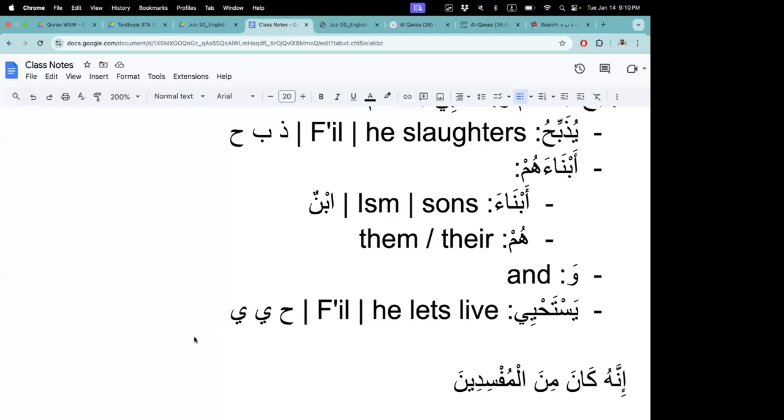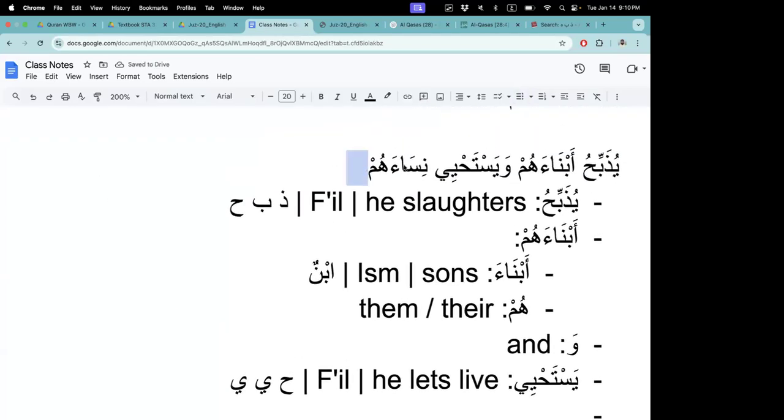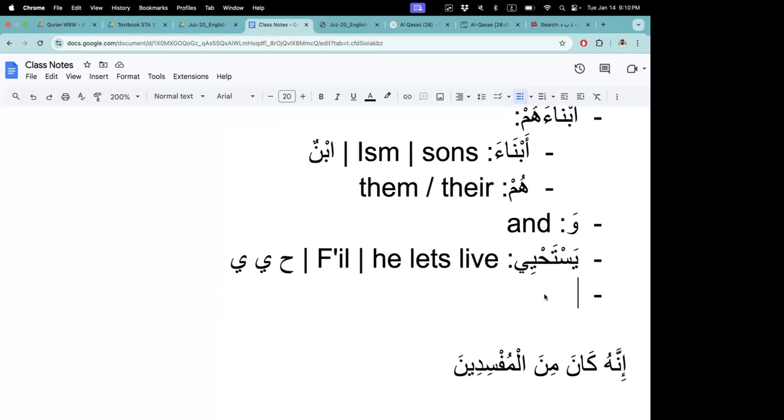Okay, it's a very brutal image too, right? It's a demonstration of power. That's what Allah subhanahu wa ta'ala is trying to highlight to us here. وَيَسْتَحْيِي, the word after that is nisa'ahum. How many words?